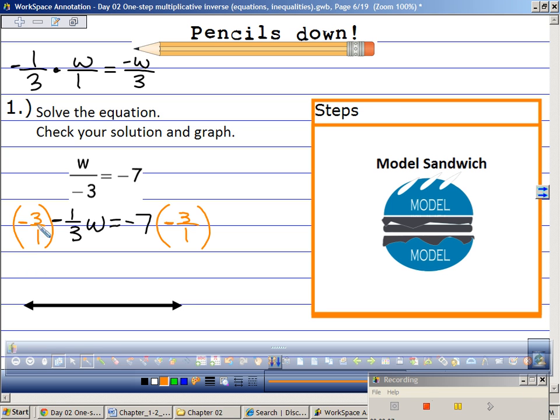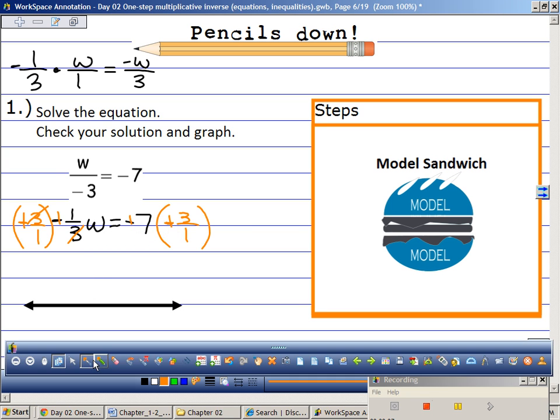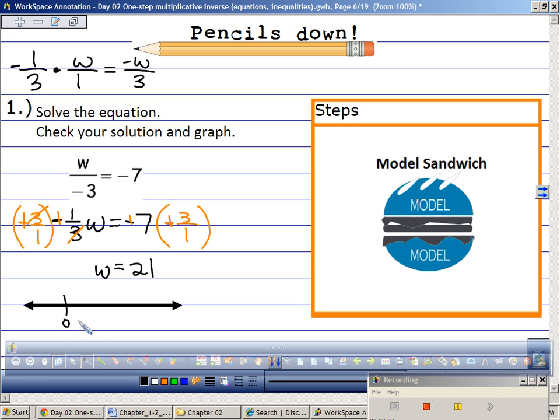So now that I have that, I can go ahead and cancel, and my negatives also cancel out, right? Because a negative times a negative is a positive. Over here, my negatives also cancel out. And what am I left with? W is equal to 21. To graph that, I would put a 0 here, 21 here, equal to.